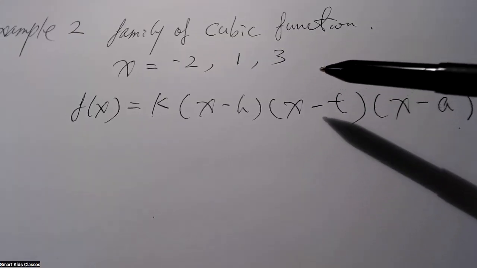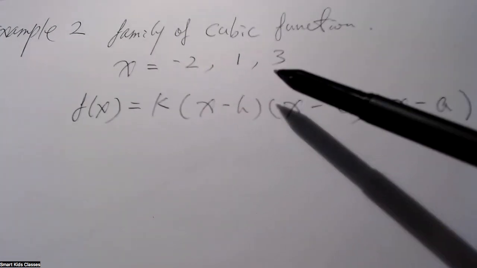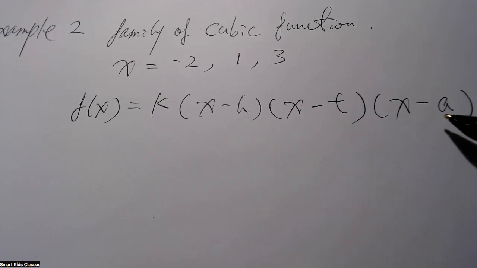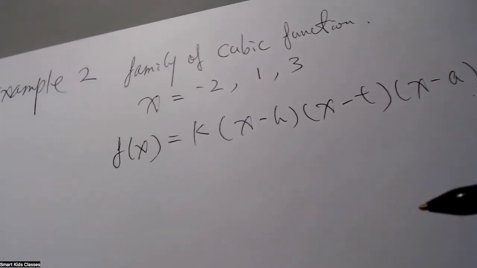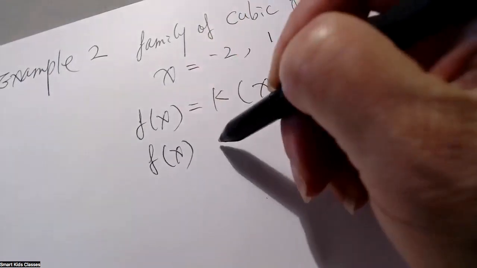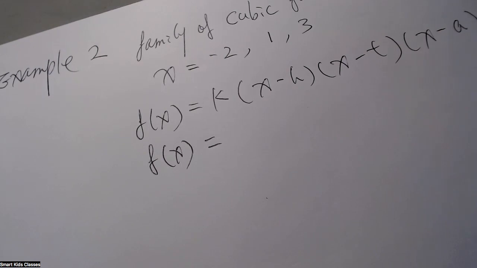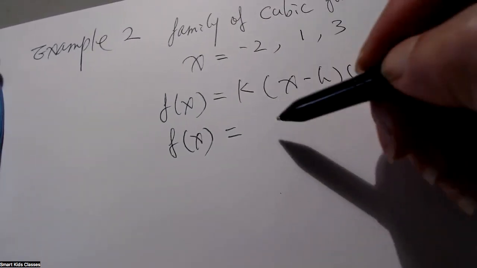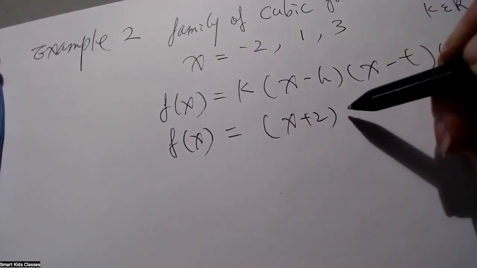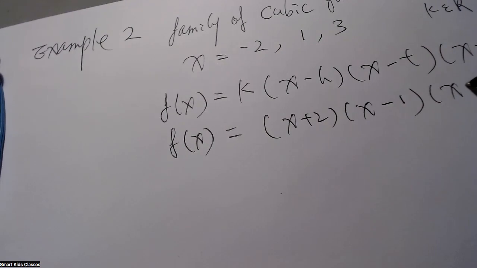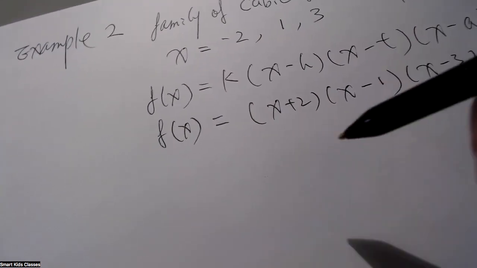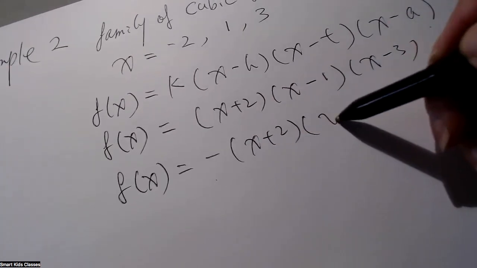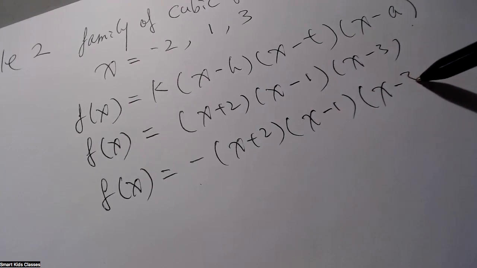Now, example 2, family of cubic functions given the x-intercepts. The formula is f(x) equals k(x minus h)(x minus t)(x minus a), so the exponent is 3. Now we're going to write it as a function. Let's say k equals 1, where k is an element of the real numbers. When k equals 1, we have (x plus 2)(x minus 1)(x minus 3). How about when k equals -1? We have the family function negative (x plus 2)(x minus 1)(x minus 3).